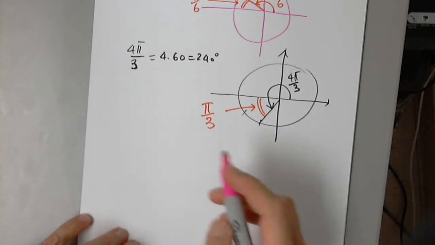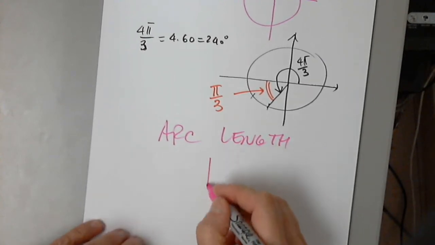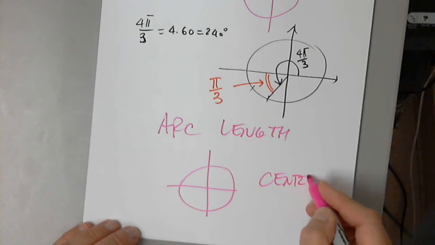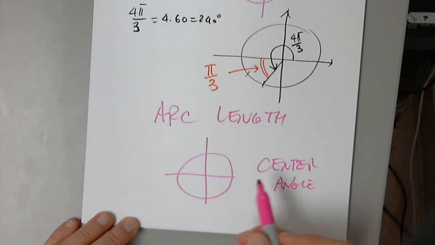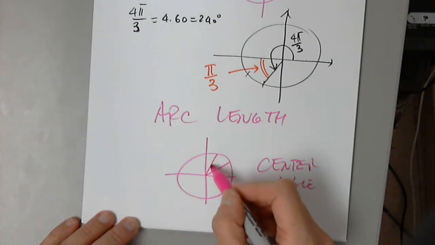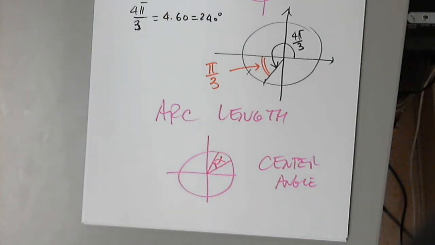Okay, so let's look now at the area of a sector, and basically the first is the arc length. So let's say we have a center angle. What does a center angle mean? It can be this angle. It doesn't have to be in the standard form. This is angle alpha. It's a center angle. Its vertex is in the center of the circle.